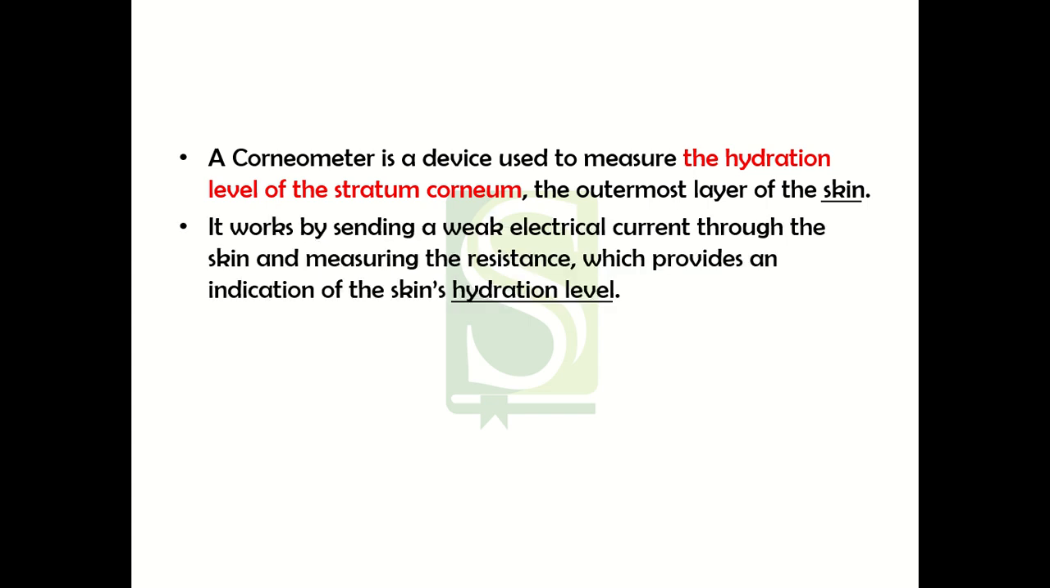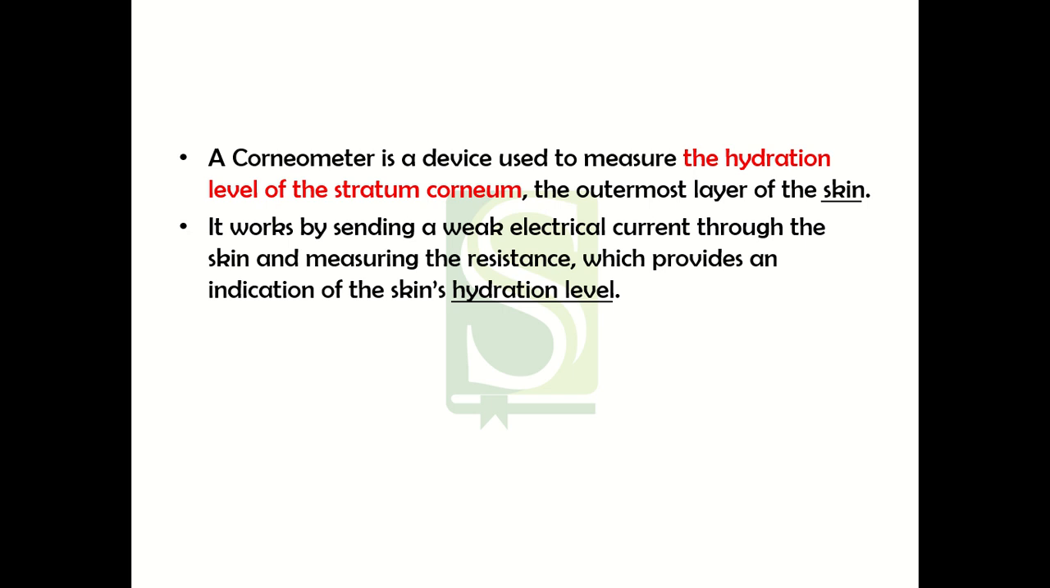So how does this corneometer work? A corneometer is a device which has a display unit and a probe. So what is the use of that probe? Using that probe, a weak electrical current is passed through your skin, and using this you are going to measure the resistance. The measure of this resistance indicates the level of skin hydration.